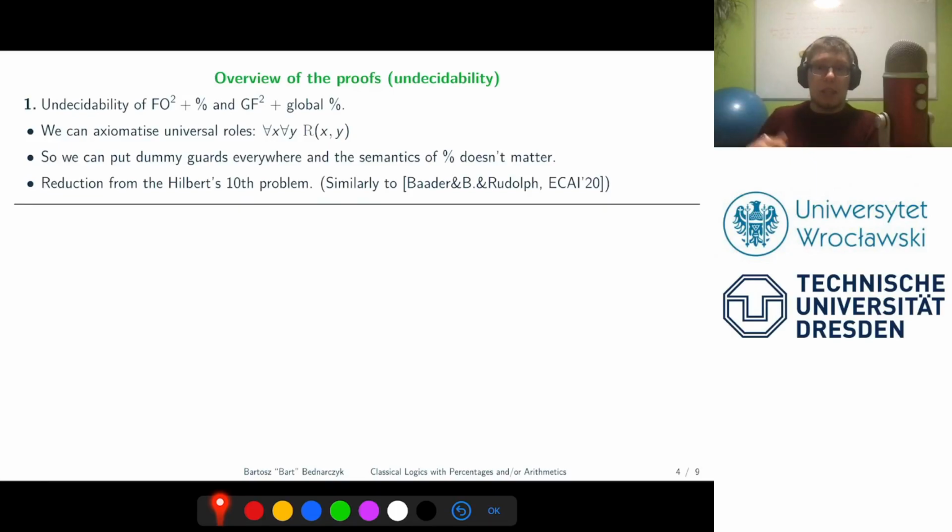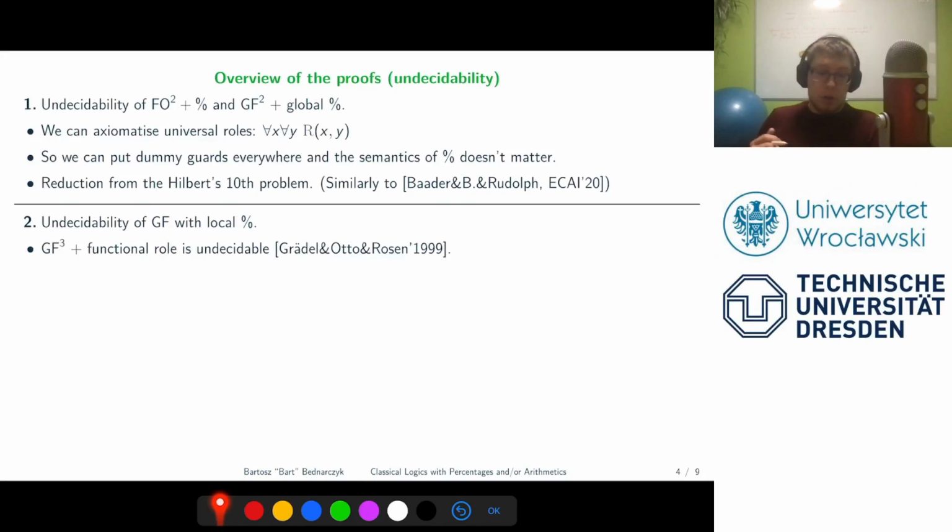And that's it, and this proof will be explained in more detail soon. Then, to show undecidability of GF with local percentage counting, we first check that FO3 with functional roles is undecidable, and then we will see how to enforce that the given role is functional. So that's how we can get undecidability.